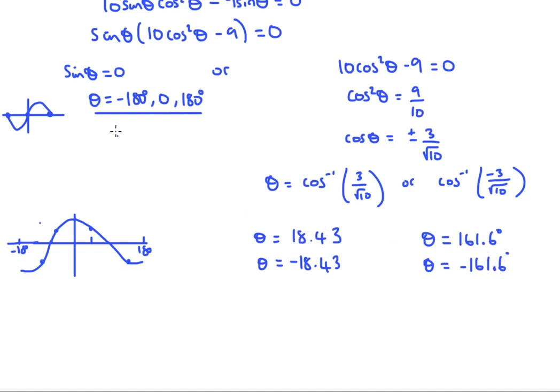So we have got 1, 2, 3, 4, 5, 6, 7 solutions to this. So if I just write them all in ascending order, we've got negative 180, negative 161.6, negative 18.4, 0, and then the same but positive. So 18.4, 161.6 and 180. 1, 2, 3, 4, 5, 6, 7.